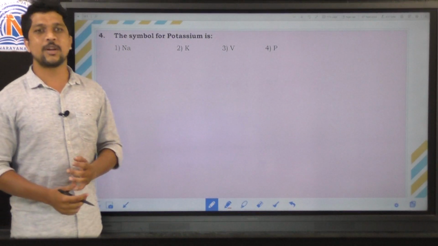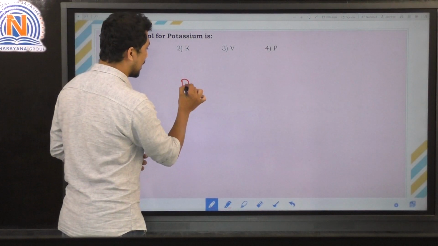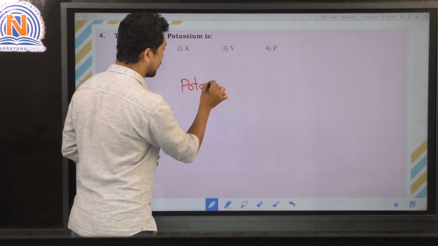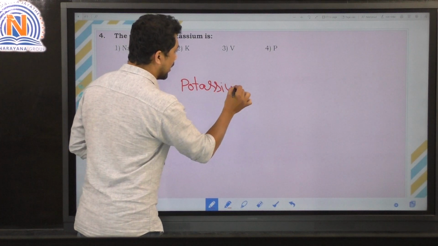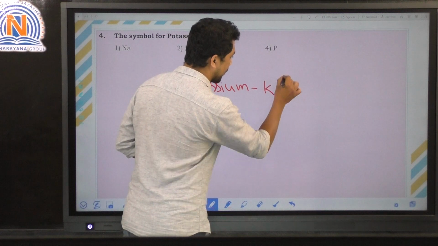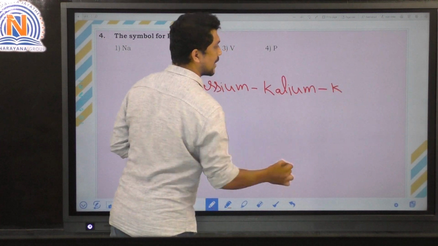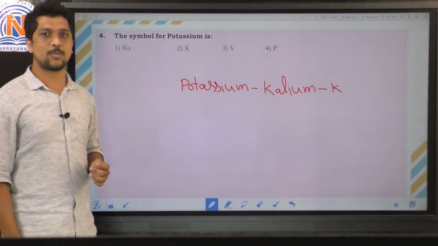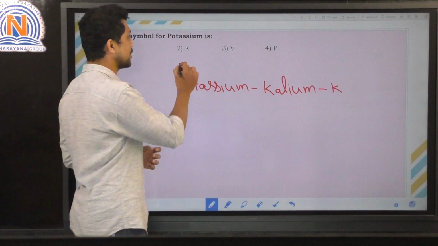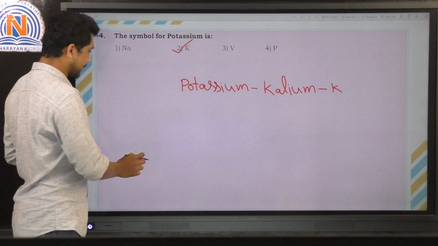Here the symbol for potassium is. So potassium is a common name. It has a Latin name, it's called kalium. So the chemical symbol for potassium is capital K. So the correct option is the second option. Let's move on to the next question.